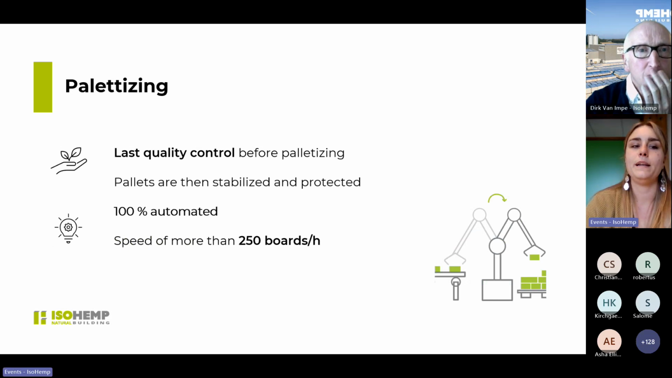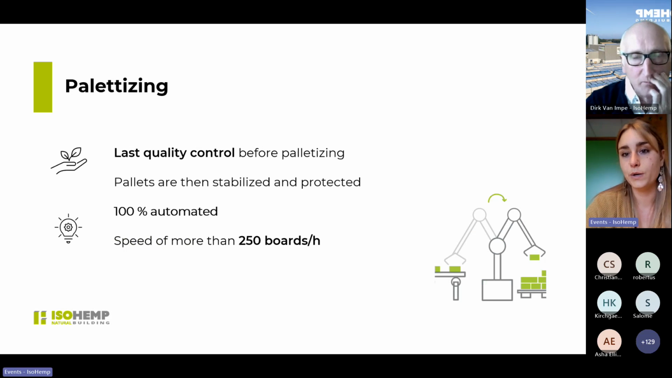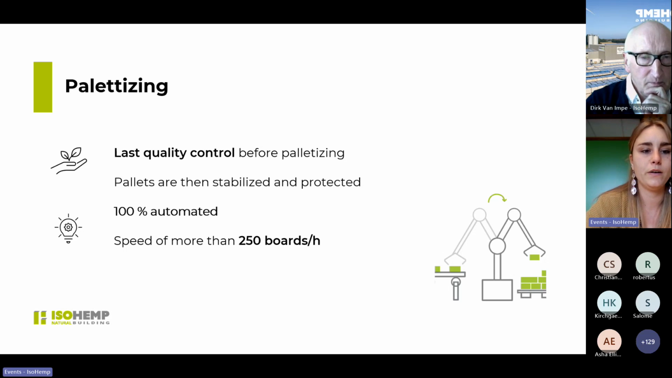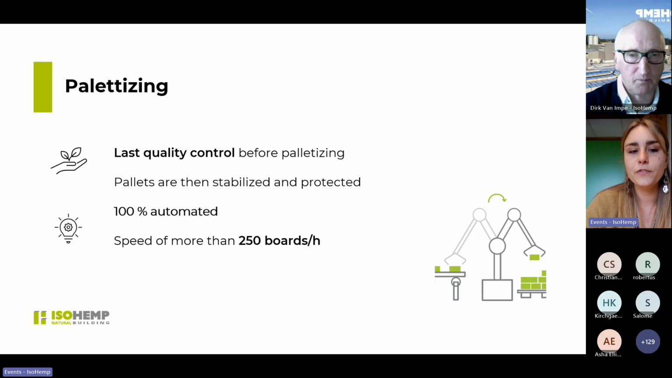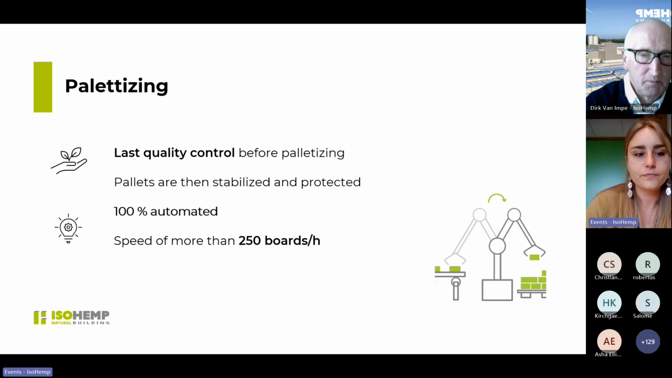The next step is palletizing. The last quality control is carried out before palletizing, and the pallets are also stabilized and protected. And again, it's all 100% automatic, with a speed of more than 250 boards an hour.